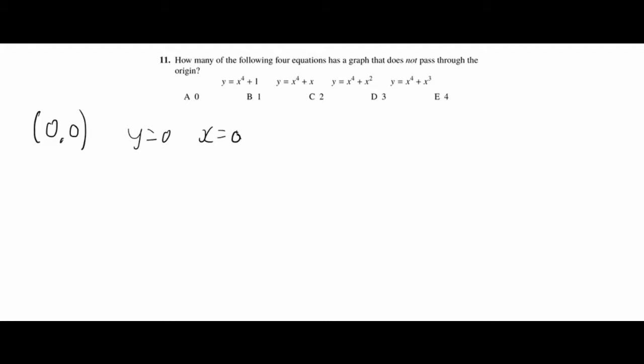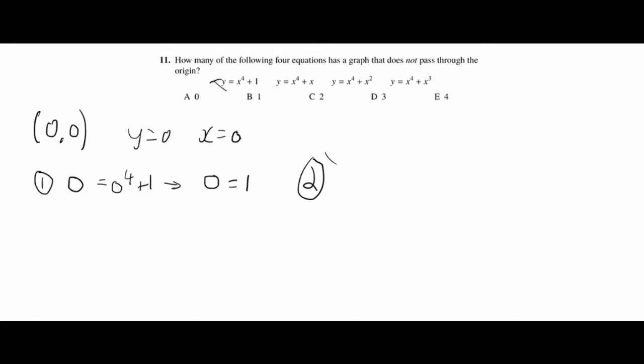So let's consider the first one. So 1. So y is equal to x to the power of 4 plus 1. If we substitute y equals 0 and x equals 0, we will get that 0 is equal to 0 to the power of 4 plus 1. And this means that we have the equation 0 is equal to 1. Clearly this is not possible, so y equals x to the power of 4 plus 1 does not pass through the origin.